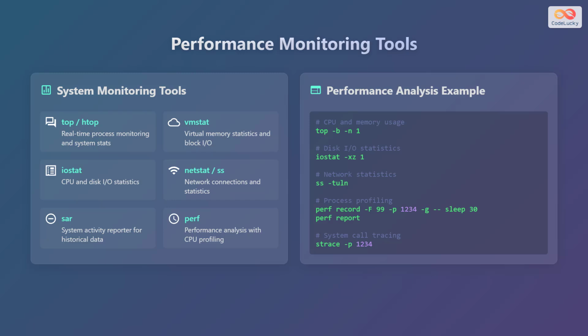As an example, to monitor CPU and memory usage, use the command top -b -n1. To get disk input-output statistics, use the command iostat -xc 1. For network statistics, use the command ss -tone. For process profiling, use perf record -F 99 -p process ID -g -- sleep 30, followed by perf report, replacing process ID with the actual process ID. To trace system calls, use the command strace -p process ID, again replacing process ID with the actual process ID.